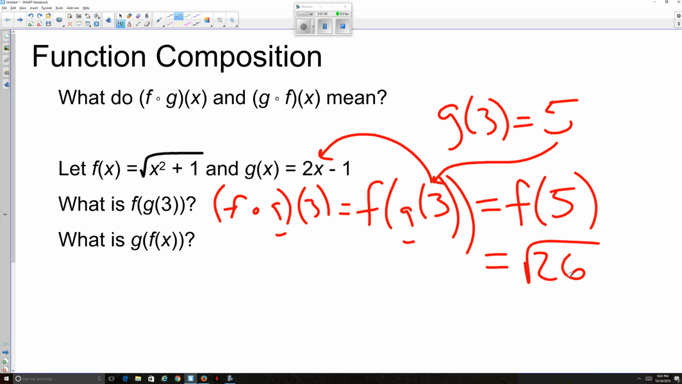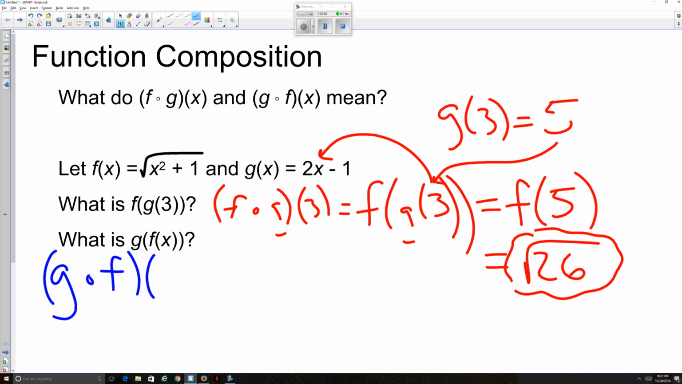I'll show you that here in a second, but keep that in mind. Remember that when you plug in 3 there, you get the square root of 26. Okay? So let's look at g of f of x. Well, that means g circle f of x. Now, I think these are better notation. They're easier to remember what they mean. But the book likes to write f circle g, and g circle f.